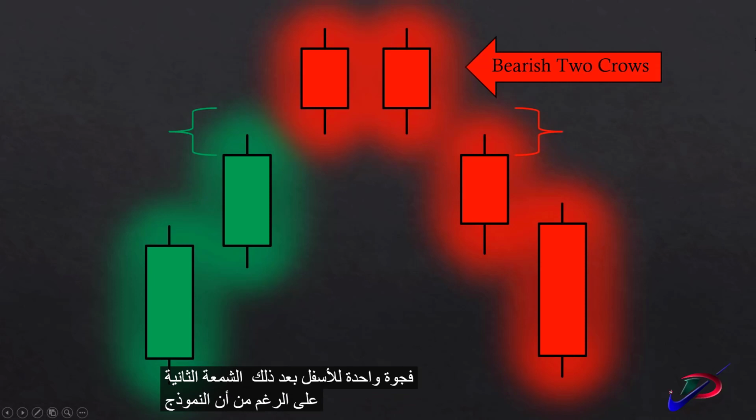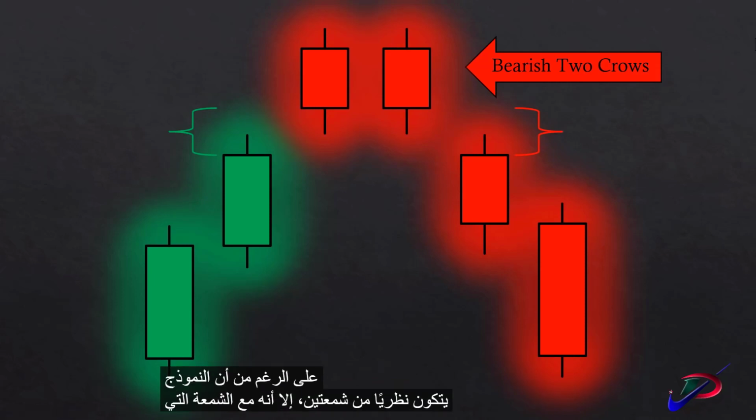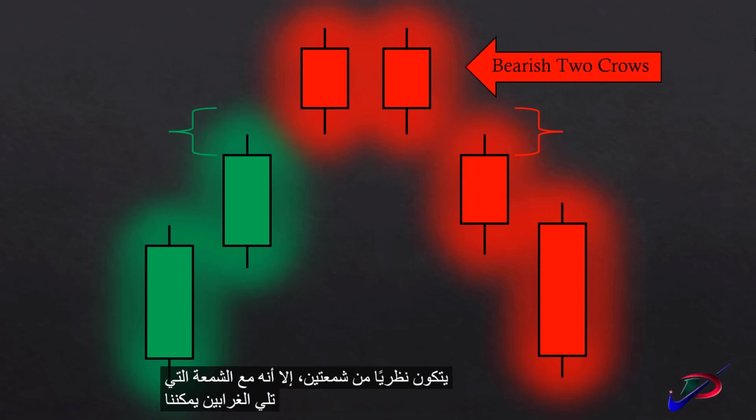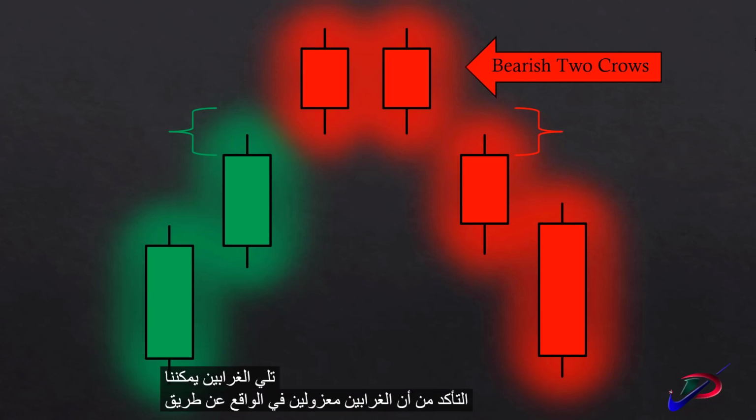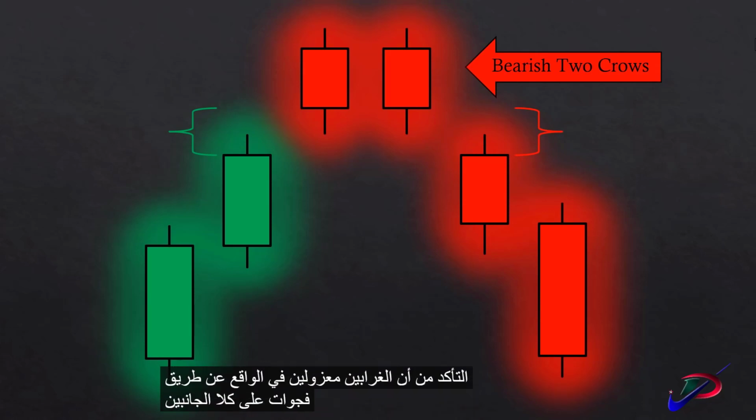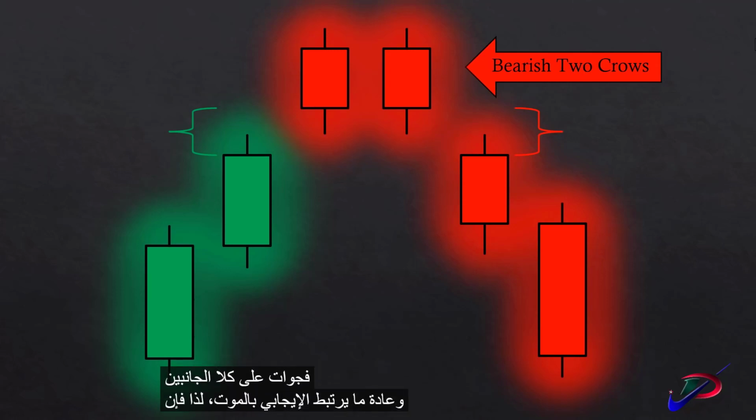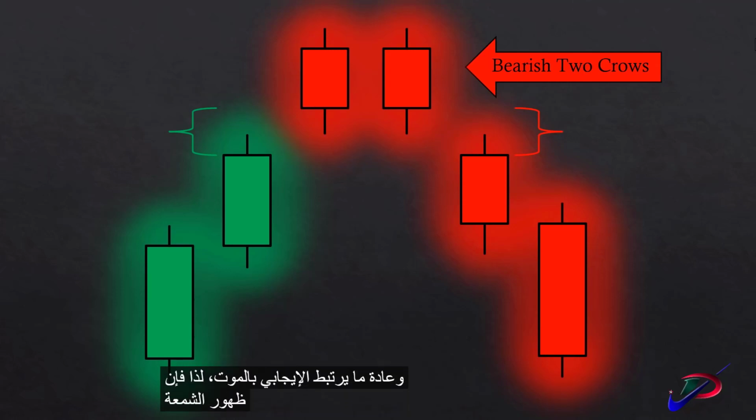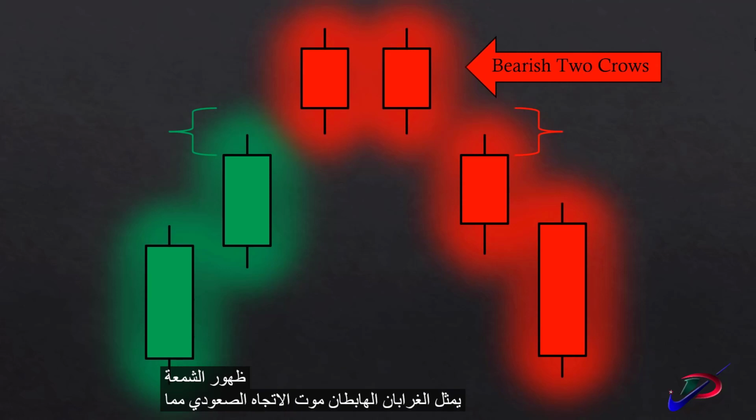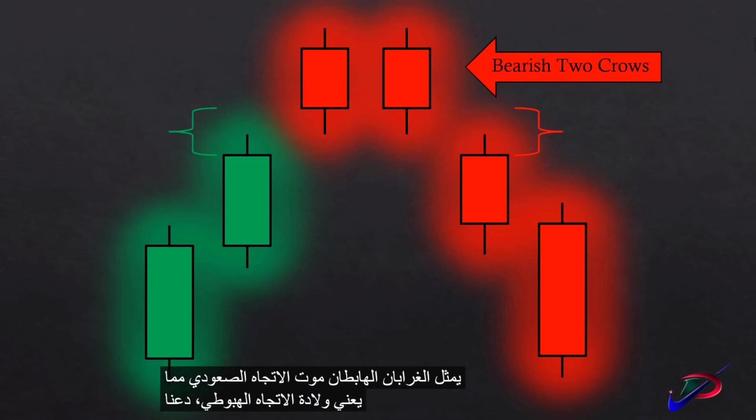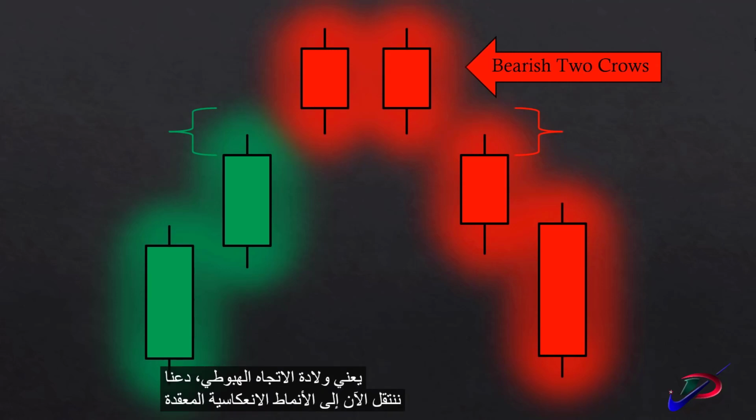Even though the pattern is theoretically formed by two candles, it's only with the candle after the two crows that we can make sure the two crows are in fact isolated by gaps on either side. Crows are usually associated with death, so the appearance of the bearish two crows represents the death of the uptrend, which implies the birth of the downtrend. Let's move on now to the complex reversal patterns that are formed by three candles.